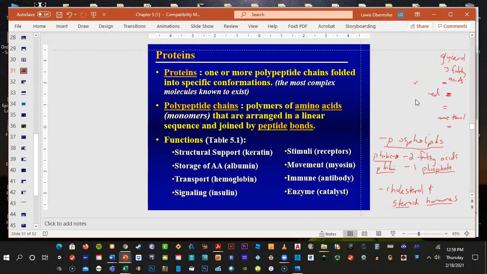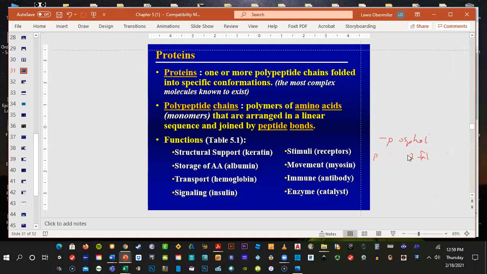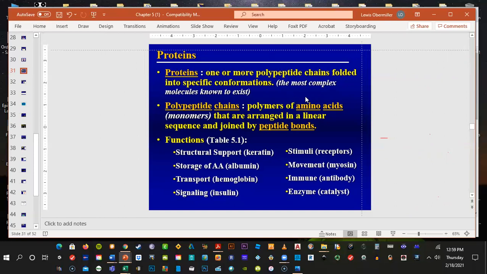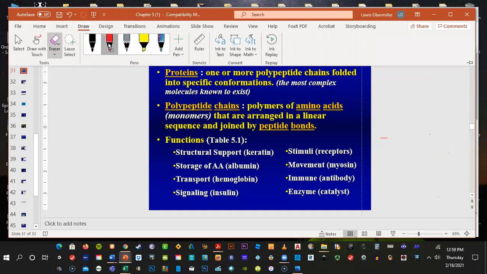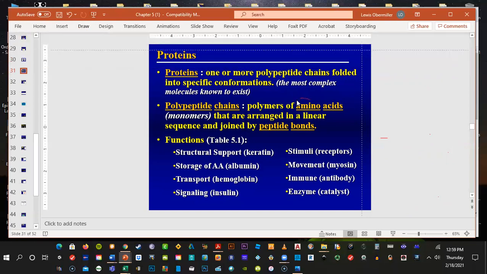So the next thing that we're going to talk about are the proteins. And from your chemistry lab, you guys should know that proteins are composed of amino acids. And most of you guys wrote in the very last question, where it said, what are proteins? Most of you said that they're made up of 20 different amino acids, and that's right. So protein monomers are amino acids. And that makes a polymer. So amino acid monomers are linked together.